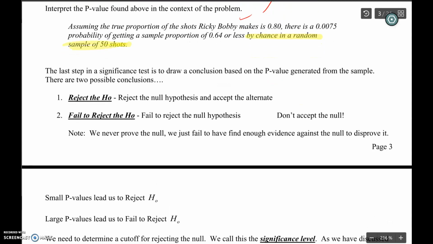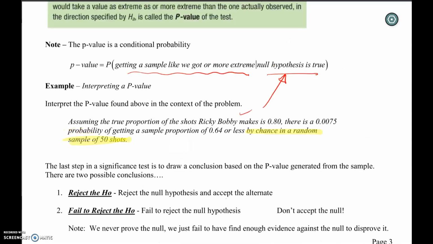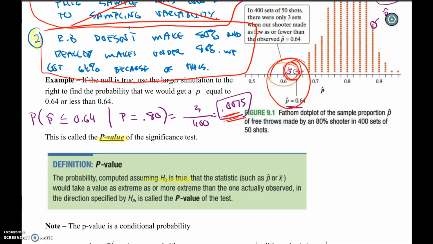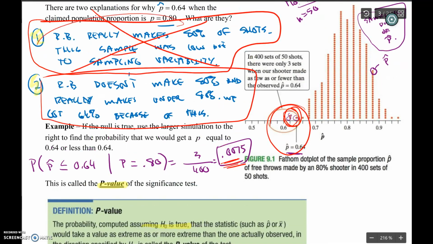The last step of the significance test then is to draw a conclusion. We're basically walking through a significance test through a simulation. So we have to draw a conclusion based on that p-value. As I mentioned up here, we're trying to decide between these two things, right? Does he really make 80%?